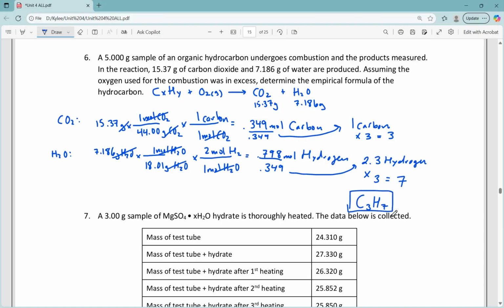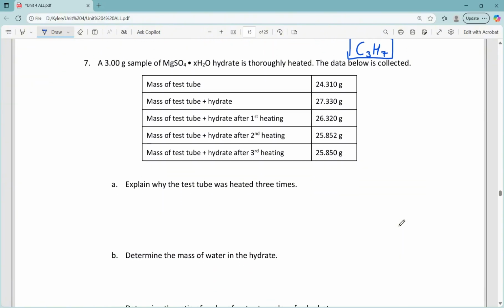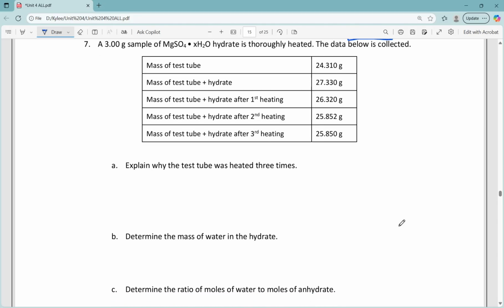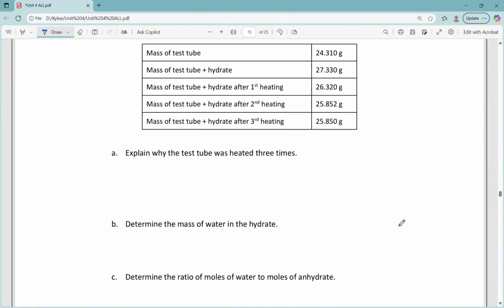All right, final stoichiometry example. We have a lab scenario. It says a 3-gram sample of magnesium sulfate hydrate, MgSO4 with X H2O, is thoroughly heated. And then the data is shown in the table below. The first thing they want us to answer is, Part A says, why was the test tube heated 3 times?